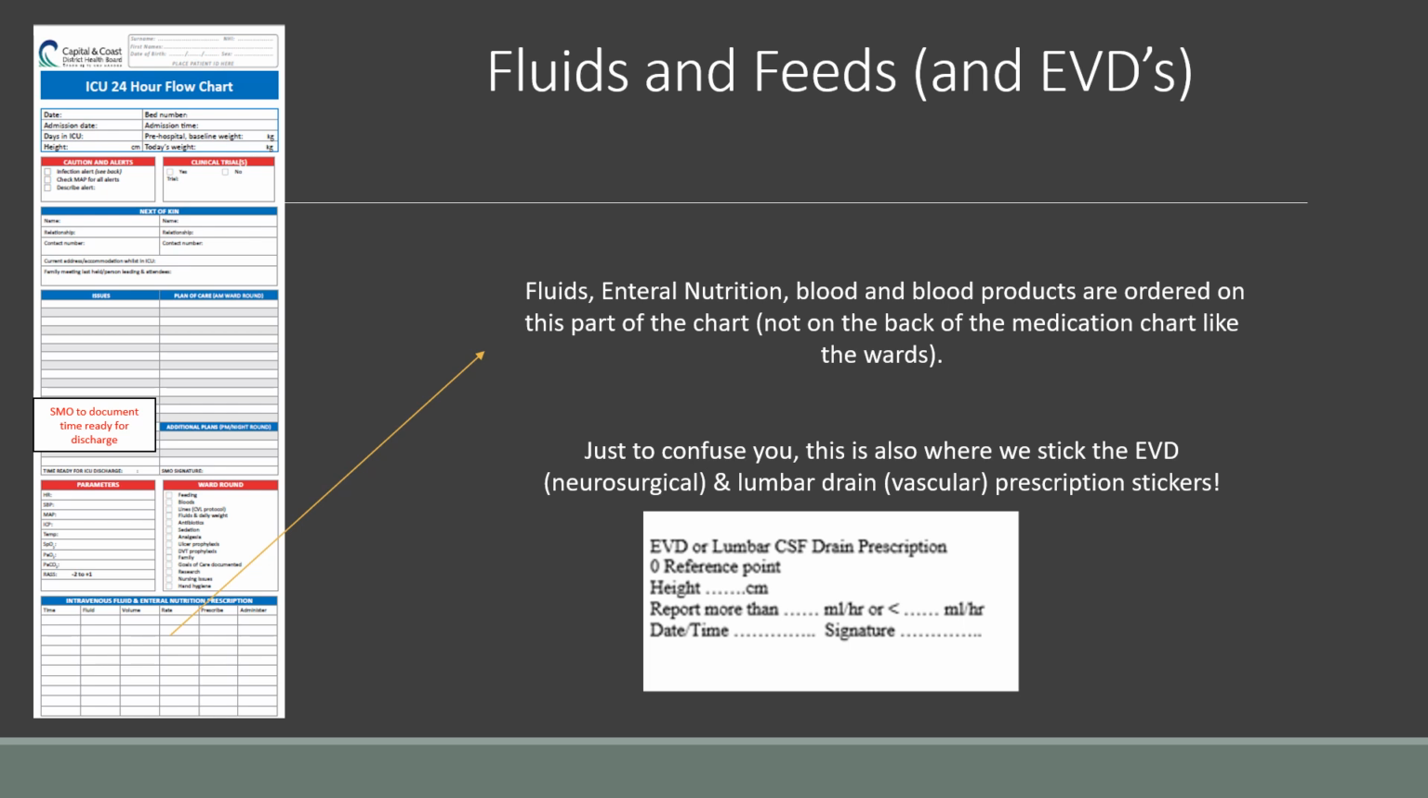So if you're not familiar with what an EVD or a lumbar drain is, just talk to your mentor and ask them to show you. Normally we do have neurosurgical patients that have these devices in, and they'd be more than happy to show you what that means.